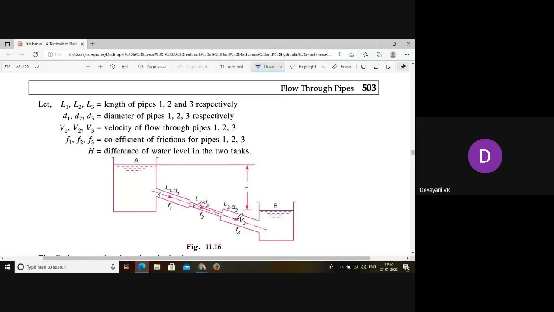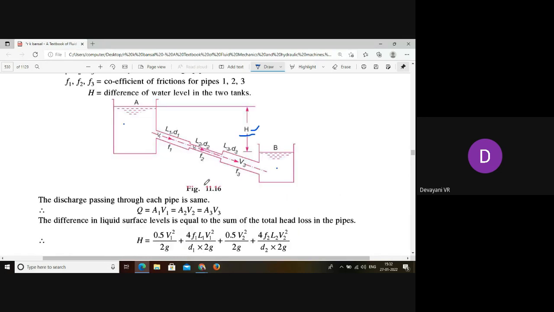V1, V2, V3 are the velocities in the pipes, and f1, f2, f3 are the coefficients of friction for the pipes. And consider H as the difference of water level in the two tanks, from tank A to tank B. This is the difference of water level for the flow through the pipes. H is considered as the difference of water level in the two tanks.